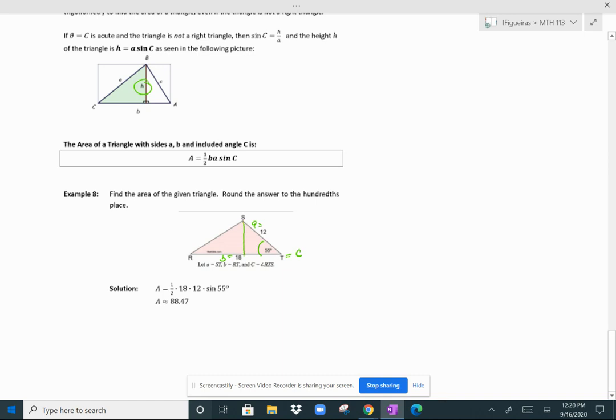Again, I don't know the height here. So I'm just going to plug into this formula, which is 1/2 base, which is 18, times a, which is 12, times the sine of 55 degrees. Since 55 degrees isn't an angle that we would normally know, you do need a calculator for that. If you plug that in, you get that your area is 88.47. We don't know what the units are, but whatever the units would be, it would be units squared, because you're talking about area.